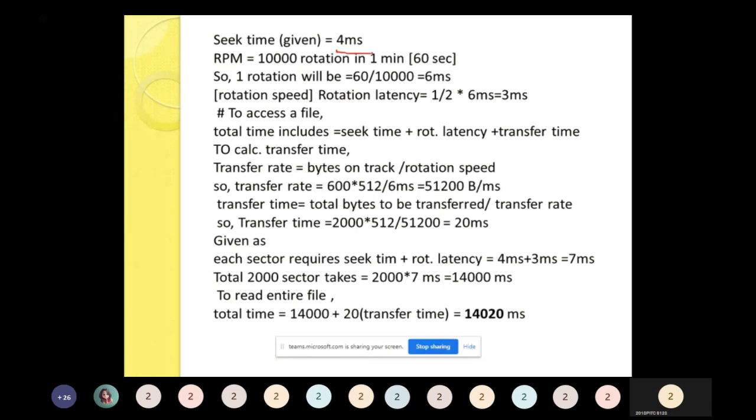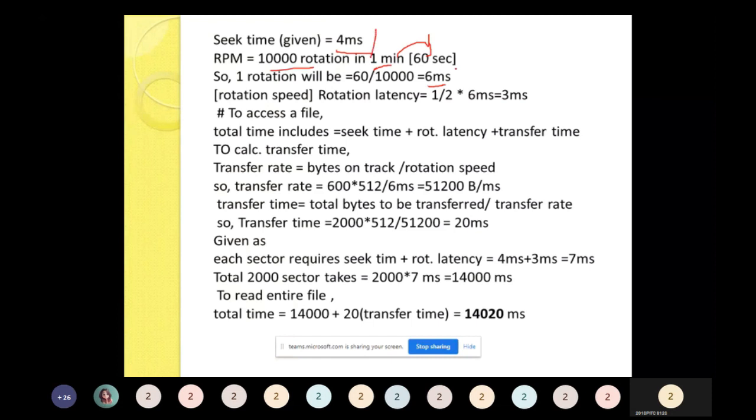Here the seek time is 4 millisecond and the RPM value is 10,000. The question is given for 1 minute, but we need to calculate in milliseconds, and my answer should be in milliseconds. That's why I'm converting minutes to seconds to milliseconds: 60 divided by 10,000 gives 6 millisecond.